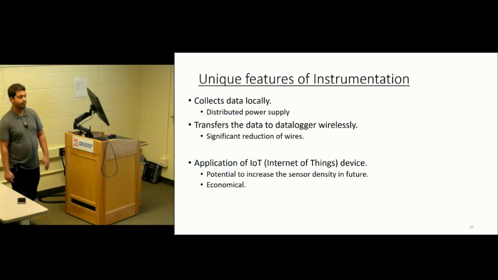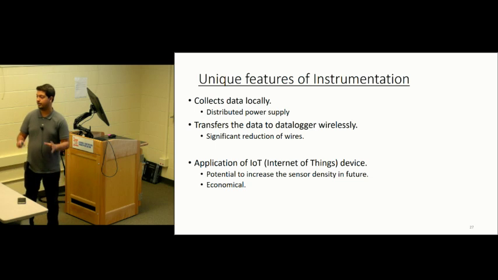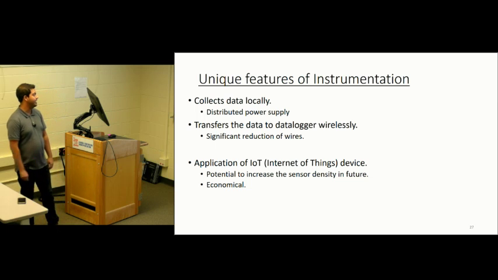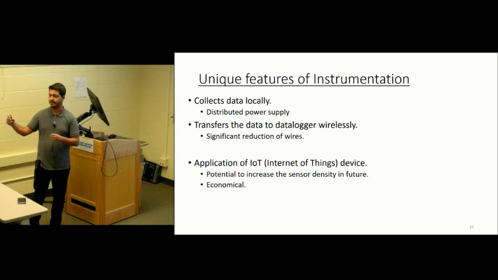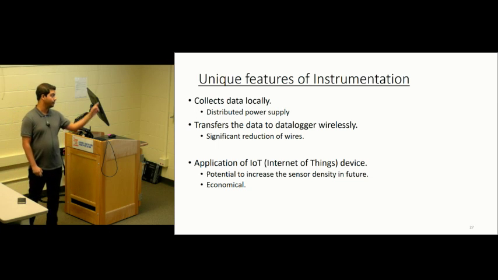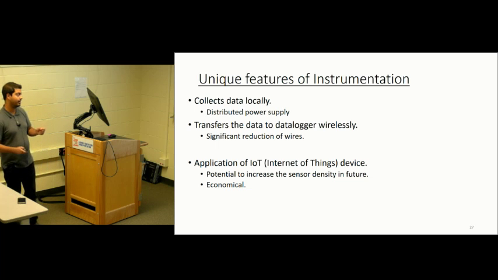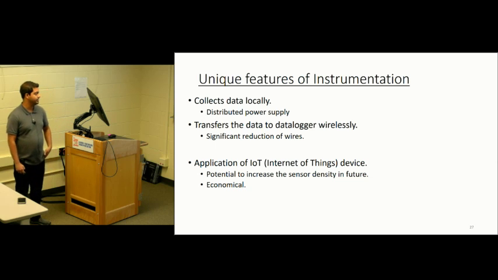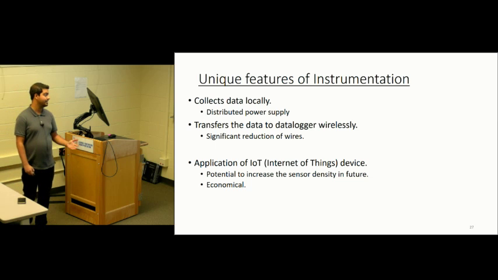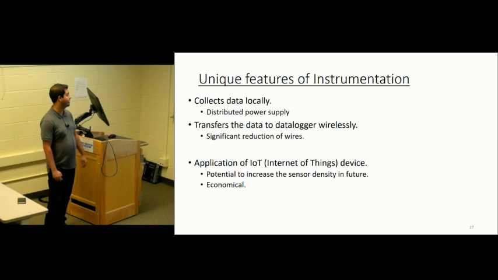The unique feature about this instrumentation is that each node collects the data locally, and we can power each node individually instead of having a central power supply system. And as these nodes and the data logger communicate wirelessly, there is a significant reduction of wire, which we will see in some of the slides later on, in how far all these nodes and the data logger are. And Internet of Things devices are economical, and they have the potential of increasing the density of sensors in the future. We can use a lot of sensors in a very economical way.